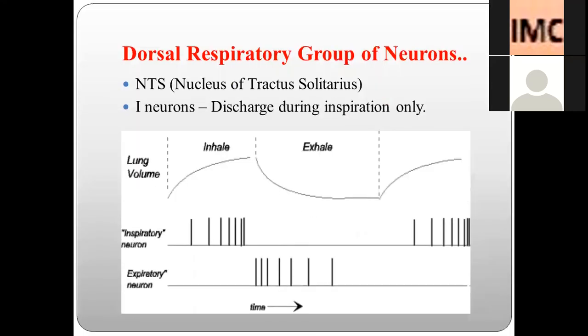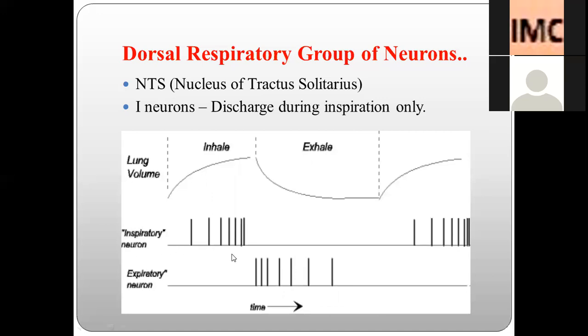How are they going to control? First, the dorsal respiratory group of neurons. These neurons are very near to the nucleus tractus solitarius. And this particular group of neurons mostly contain the inspiratory neurons. And why are these termed as inspiratory? Because they discharge only during the phase of inspiration.